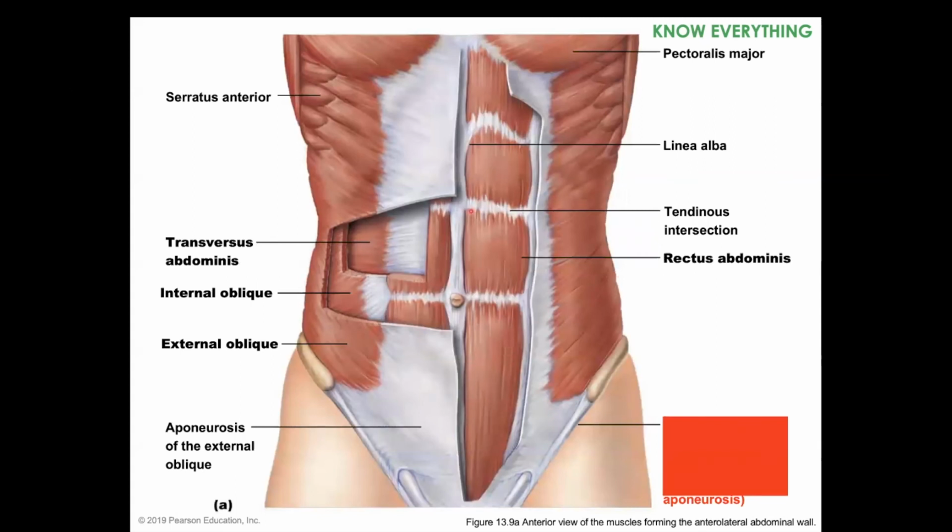And then here in the abdomen, we have our rectus abdominis here, which is one of the superficial muscles. Deep to the rectus abdominis, we have our transverse abdominis here. Then we have our external oblique, which is a superficial muscle. And then deep to that, we have our internal oblique here. They're called oblique because the fibers run in an angled fashion compared to the midline.